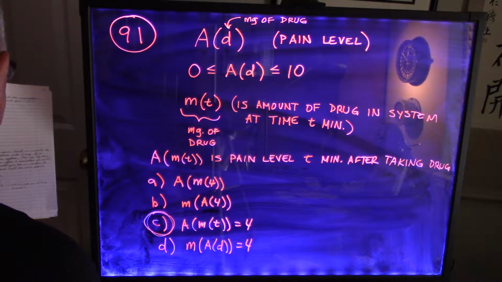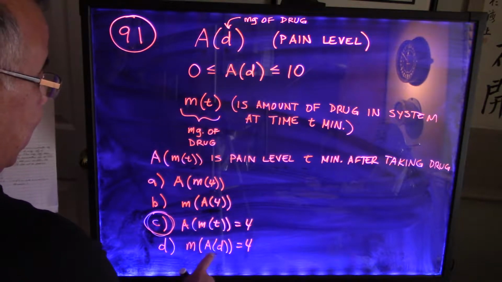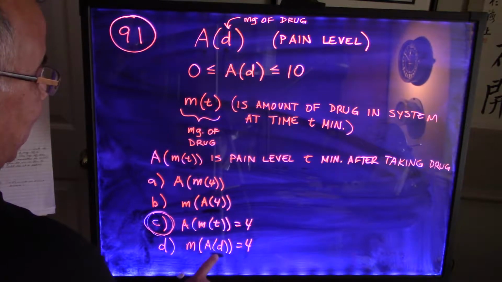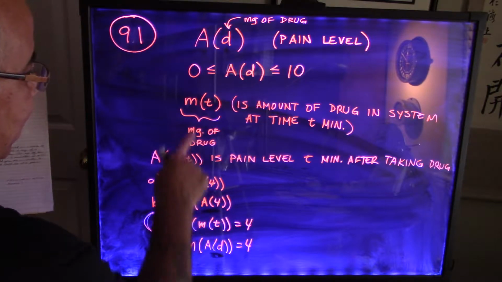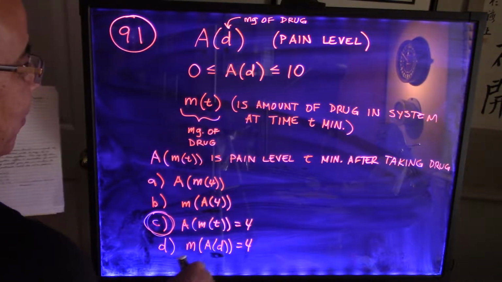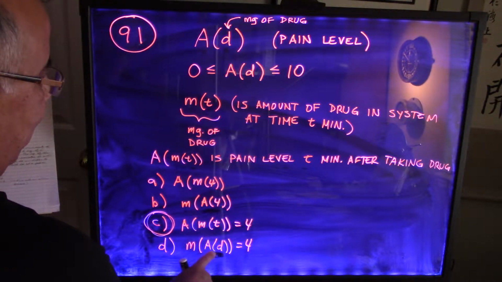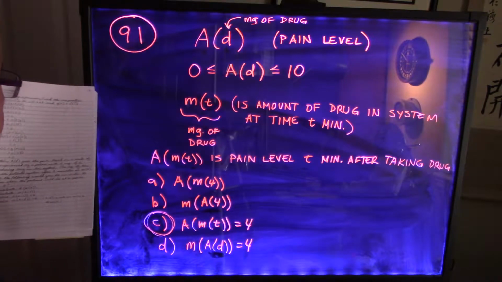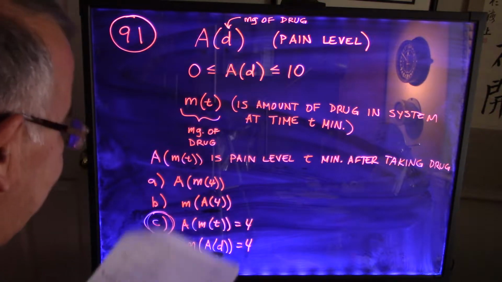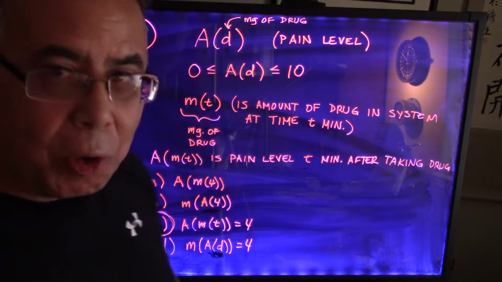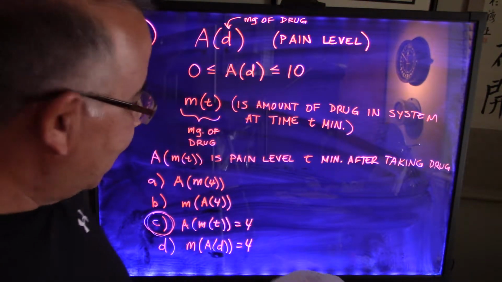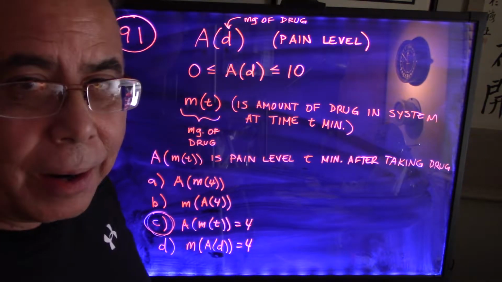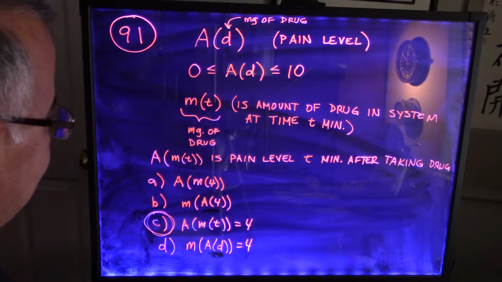Well, A of D gives you a pain level. Once again, this is a pain level, not a time. M takes the time levels, times, after you take the drug. So A of D gives you a value that wouldn't work in M. All right? In other words, A of D is not in M of T's domain. So it just doesn't fit. All right? So the answer to this is C.